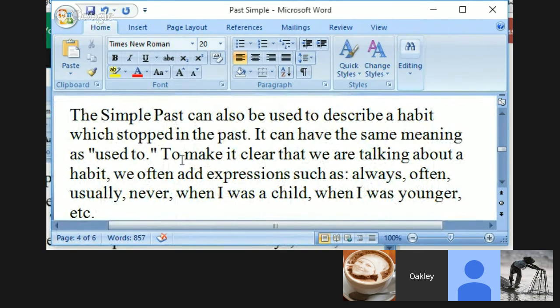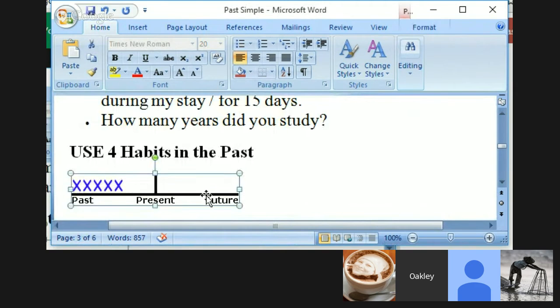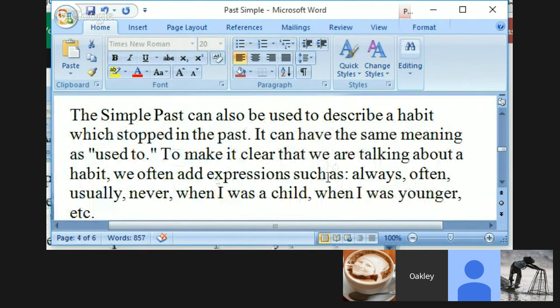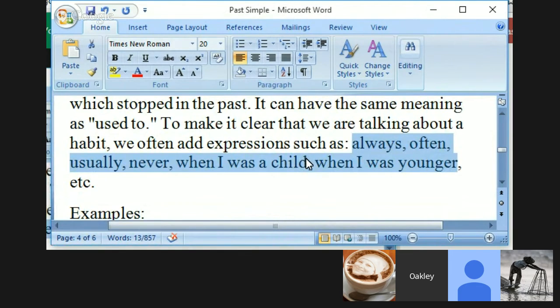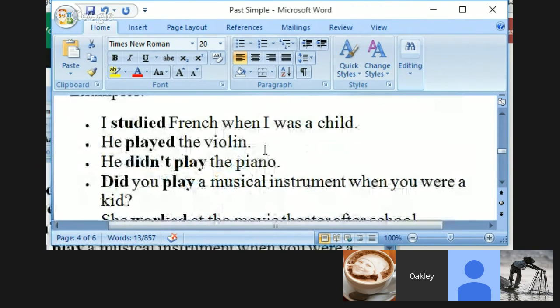If we're going to use simple past to show this habit in the past, to make it clear, we have to add other expressions like always, often, when I was a child, when I was younger, when I was in school, or some such extra information to make it clear. Otherwise, it just seems like one solitary action in the past. For example, all right, the first one is quite clear. I studied French when I was a child. Well, we know when it happened. We know you don't study French anymore, and it's very obvious.